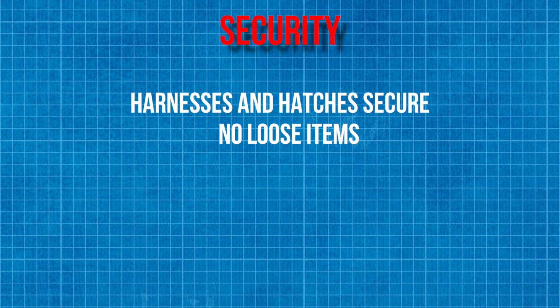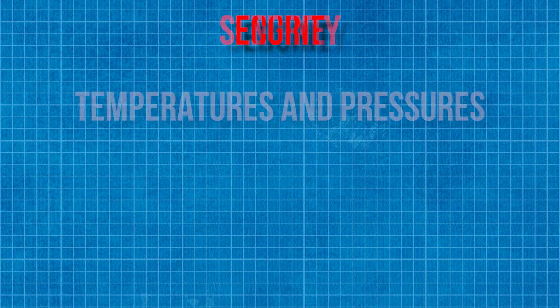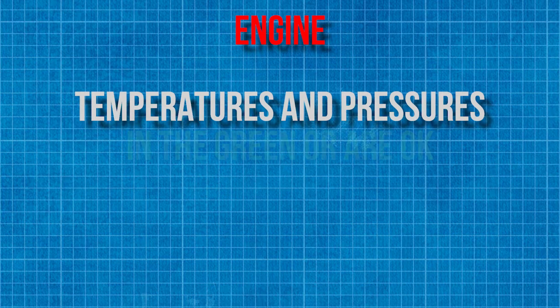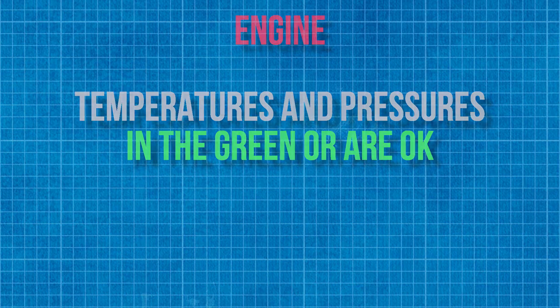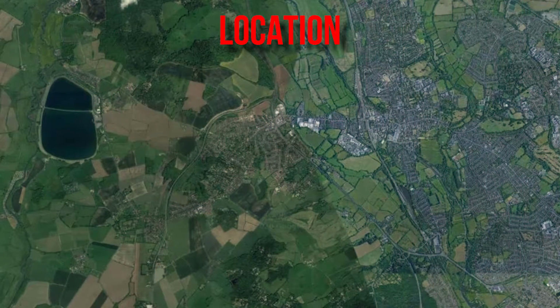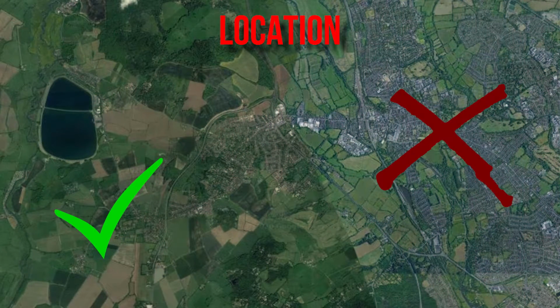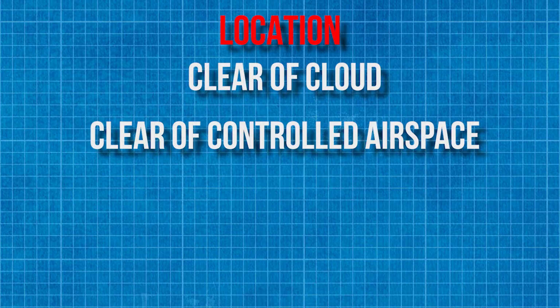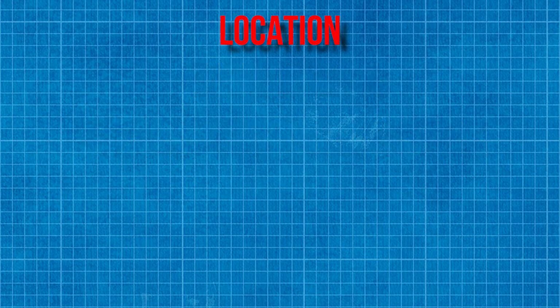Security. Are you secure? Is your passenger or instructor secure? And are there any loose items in the cockpit? If there are, stow them away in a secure place. Engine temperatures and pressures, are they within limits? Is our location suitable? In other words, are we over any built-up areas, or are we over farmland? Make sure we are clear of cloud and clear of controlled airspace.